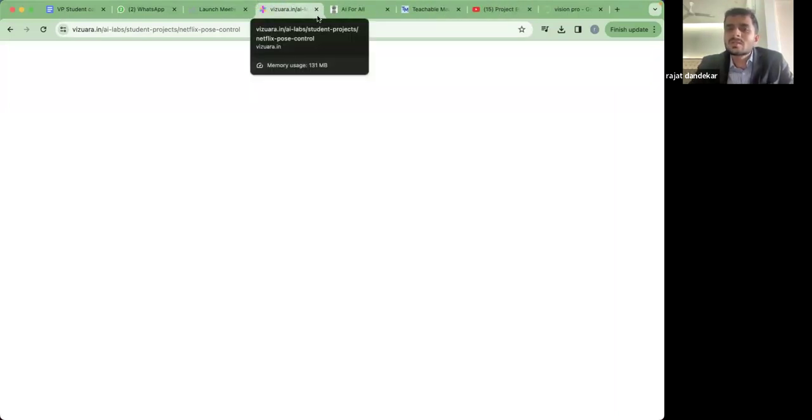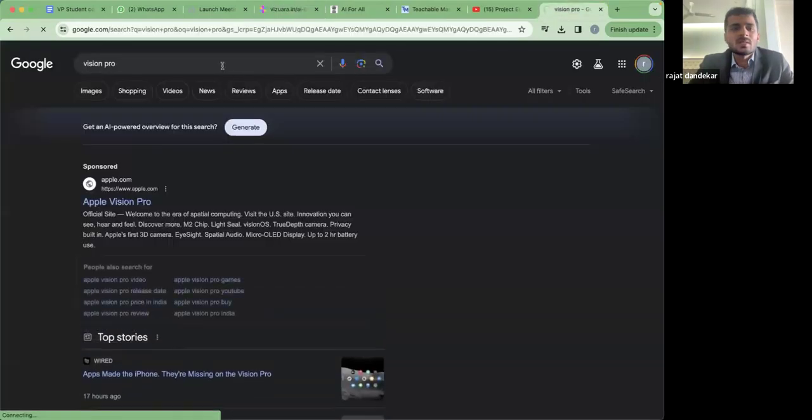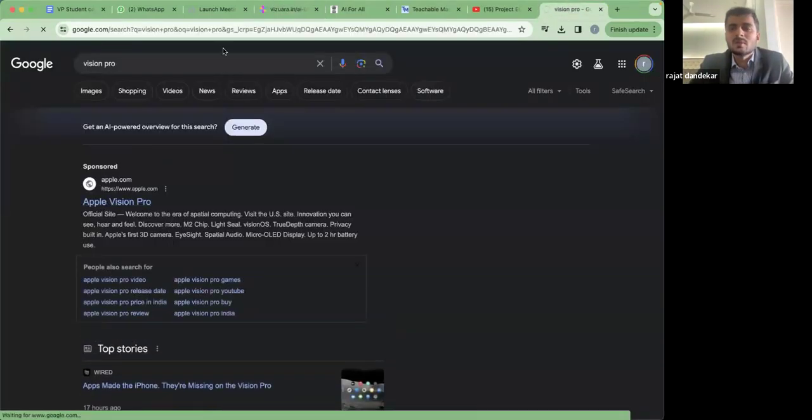For example, in the Vision Pro, you can move the cursor using your eyes instead of using your hand. So the camera actually tracks where your eye movement is going, and depending on the eye movement, the cursor also moves around on the screen, whether it moves left, right, up, and down. It totally depends on the movement of your eye. So we'll also share this link in the chat so that you can go through it.